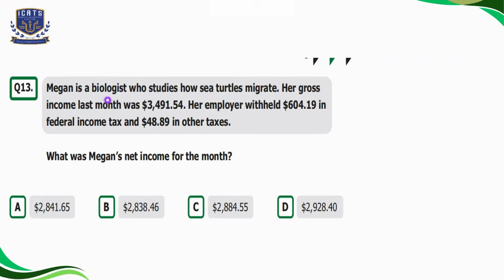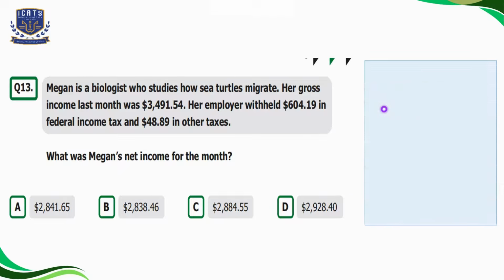Question number 13. Megan is a biologist who studies how sea turtles migrate. Her gross income last month was $3,491.54. Her employer withheld $604.19 in federal income tax and $48.89 in other taxes. What was Megan's net income for the month? So 4 options are given over here.